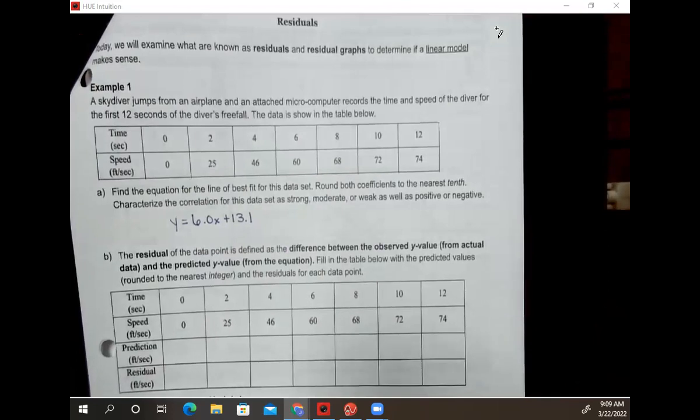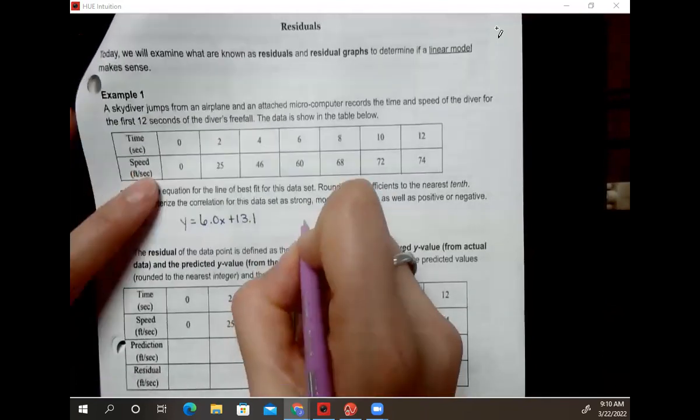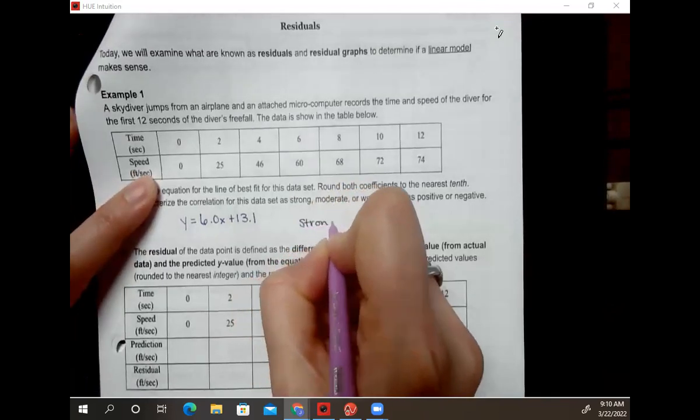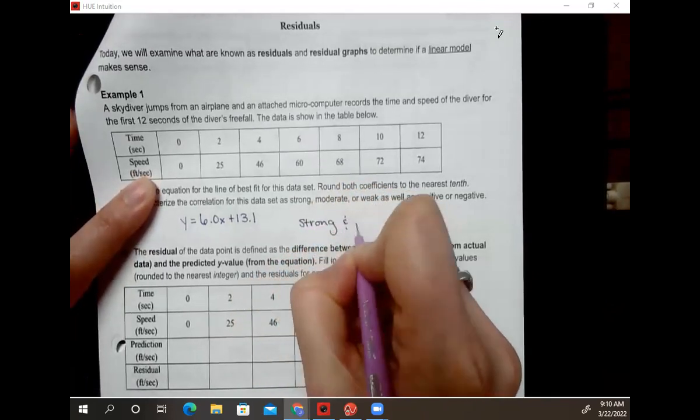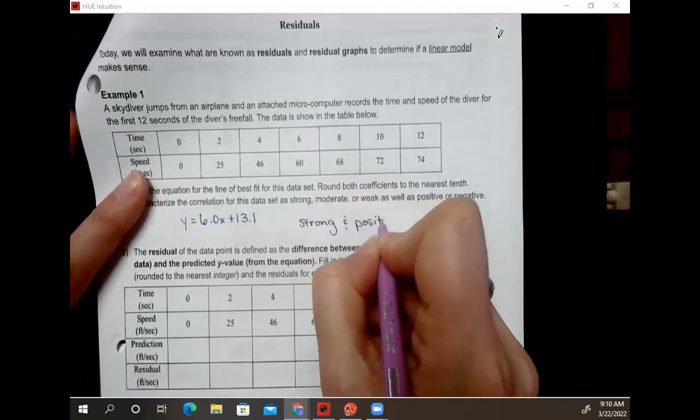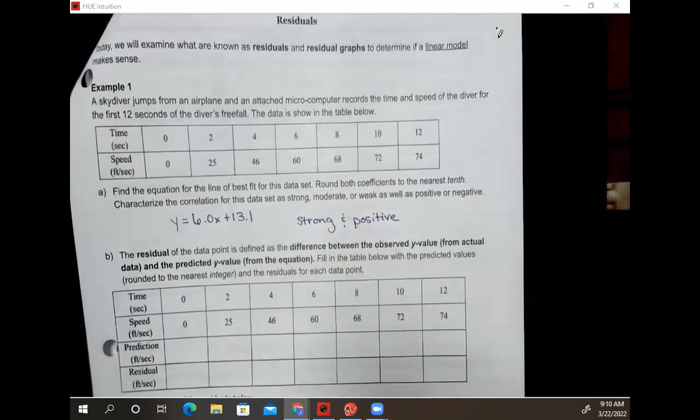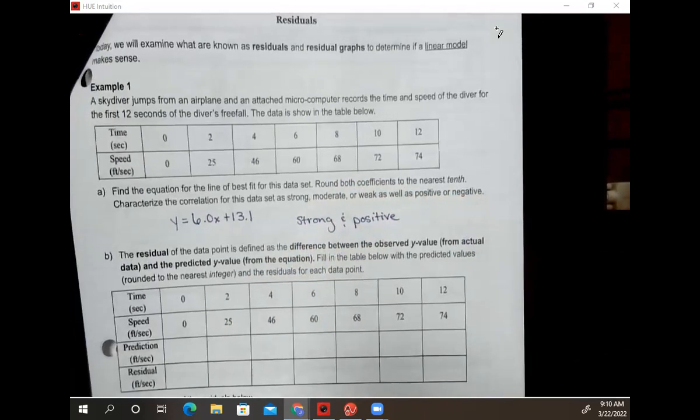It was a pretty decent association there. When I looked at my line, it definitely had a positive slope. So I'm going to call this a strong and positive. There was definitely a trend to my data. It wasn't spread far apart. So that's where the strong is going to come from. And then positive because my line that we got there had a positive slope.